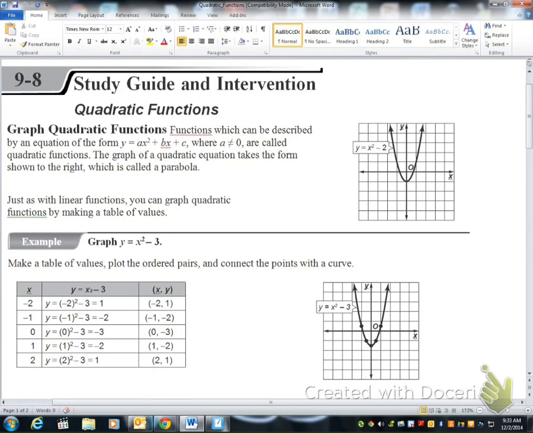Today we're going to start quadratic functions. Okay, so there's not just linear and nonlinear. There are different kinds of nonlinear. This is one of the main kinds of nonlinear that you'll deal with a lot, which is called quadratic.